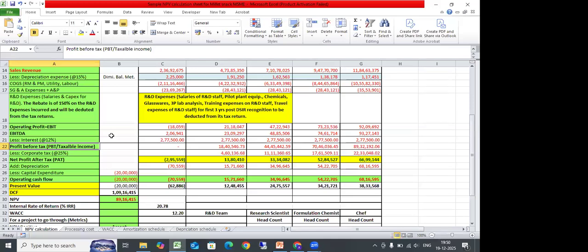Like a salaried class, you can't do this, but for corporate, that is what it is. If you look at this Excel sheet, this is profit before tax. How does this profit before tax come? I have subtracted interest from the EBIT. That gives me the taxable income, on which I apply 25% tax and then I deduct.